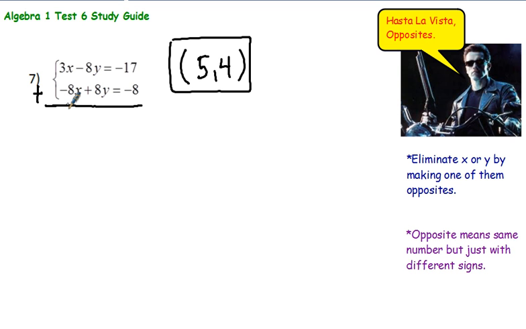Well, 3 and negative 8 aren't even the same number. Oh, okay, negative 8 and positive 8. And by the way, you know, sometimes it's the x, sometimes it's the y. Let's see, what was it on that last one? Oh, it was on the y as well.